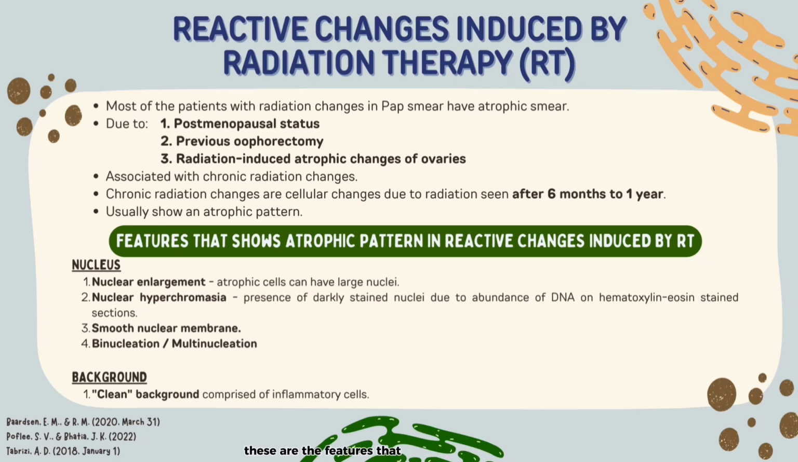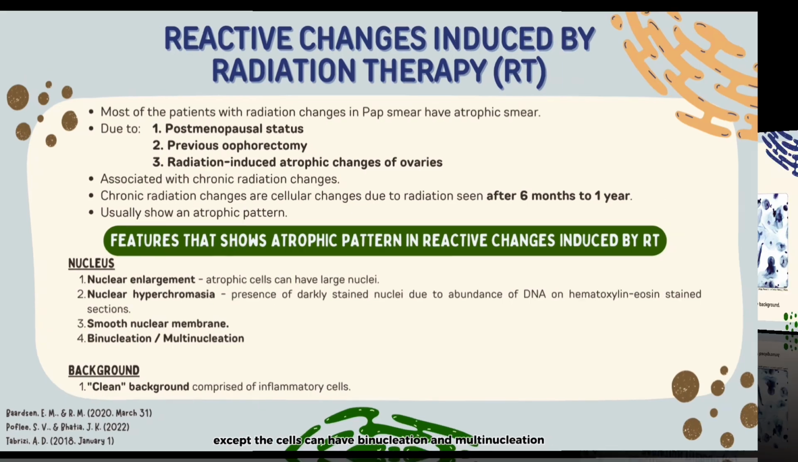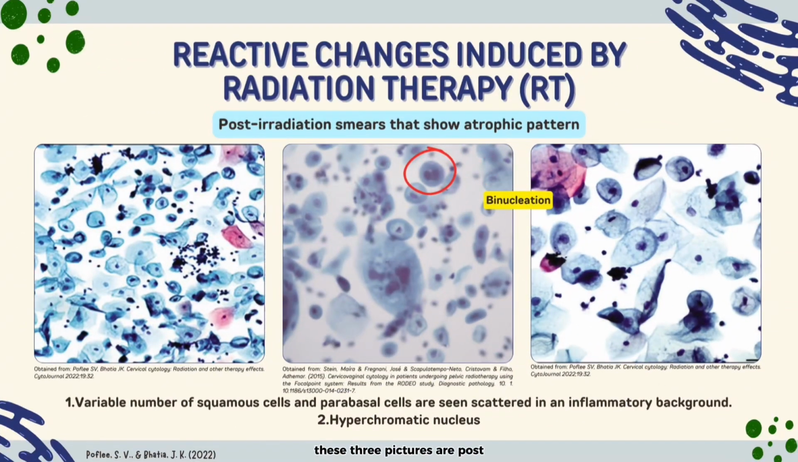These are the features that show an atrophic pattern in reactive changes by radiation therapy smear. It can be observed by a lot of parabasal cells in smears. The characteristics are similar to the usual pattern of atrophic smear, except the cells can have binucleation and multinucleation. These 3 pictures are post-irradiation smears that show an atrophic pattern. In this picture, it has a variable number of squamous cells, and parabasal cells are seen scattered in an inflammatory background. Binucleation can be seen in the picture in the middle.